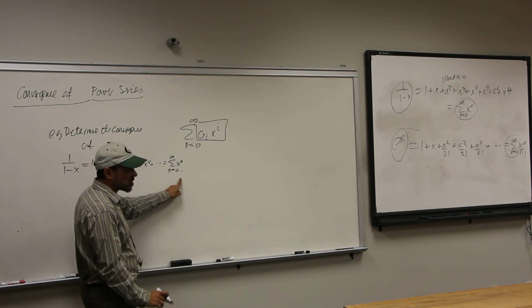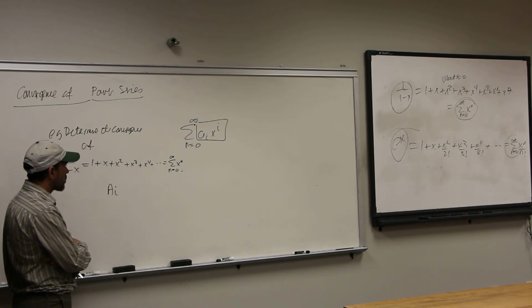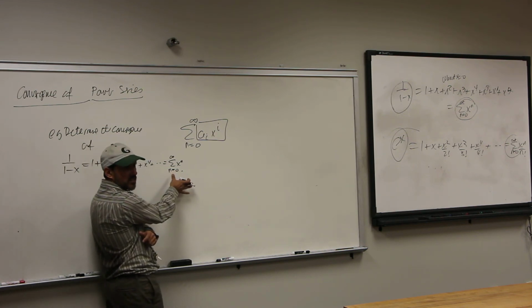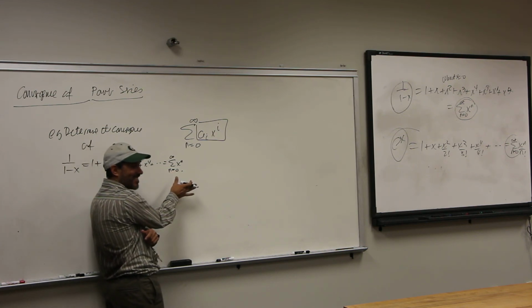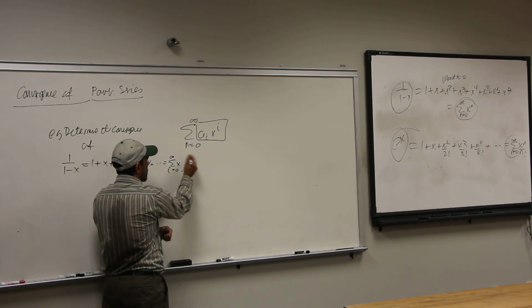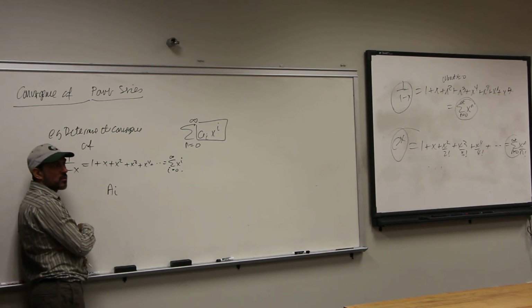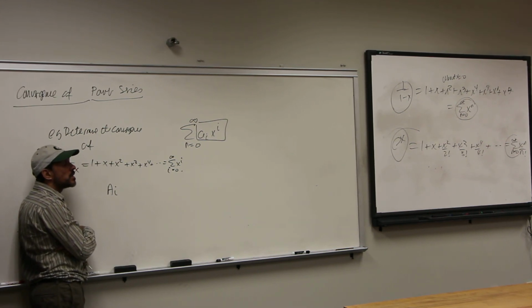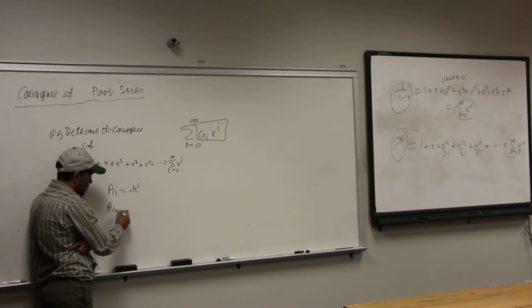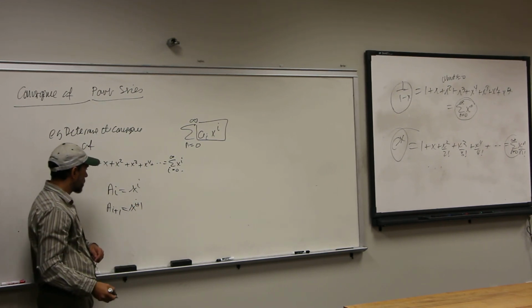I'm looking at this series. What is my a_i? If you want, you can change this to i's. Would you like me to change this to i's, Mr. Harris? Yes. Not a problem. What is my a_i? x to the i. What is a_i plus 1? Now I take the ratio.